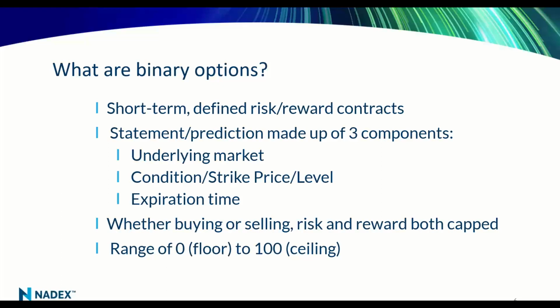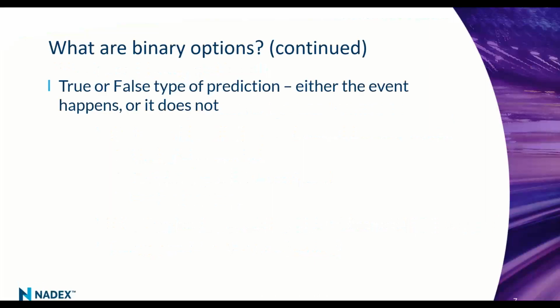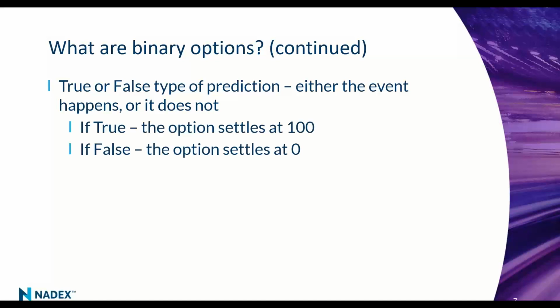So its floor number is always 0 and the ceiling is always 100. Whereas in a knockout, it's actually going to be a price range for the product. For binary options, it is always a number between 0 and 100. So what does that 0 or 100 represent? It's a true or false question, right? Is this prediction going to happen? And it's either going to be yes or it's going to be no.